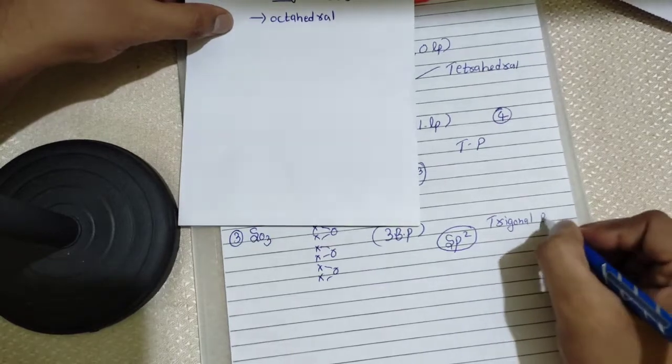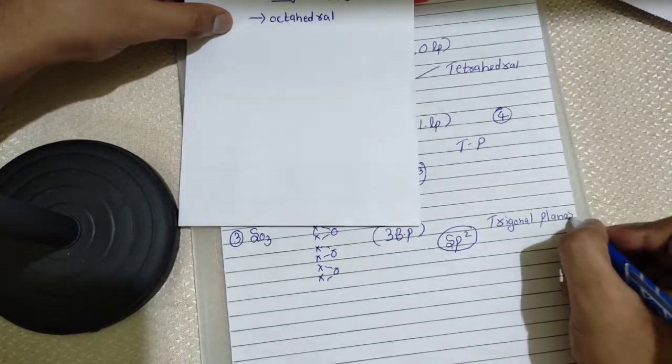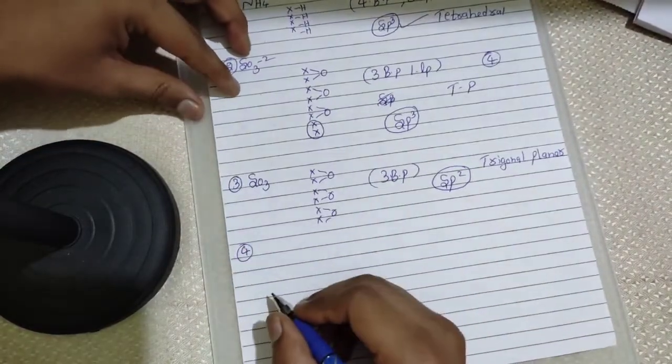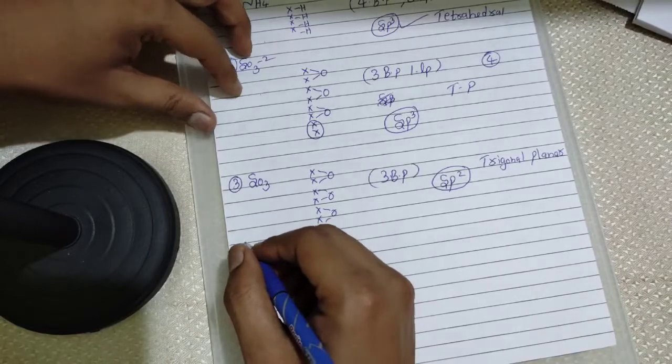Trigonal planar. See, in the hybridization video I am including the shapes also, so it's an advantage for you. Okay, now let us move on to the fourth example. The more examples we discuss, the better we become.